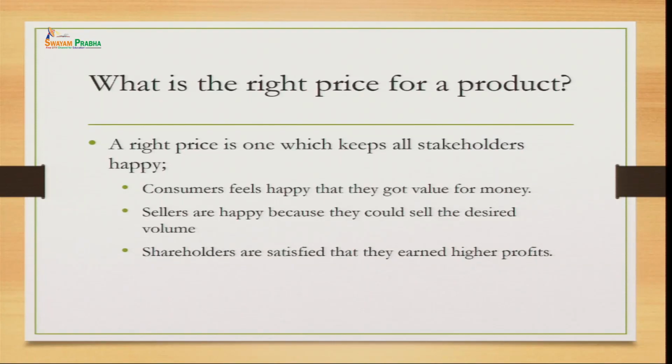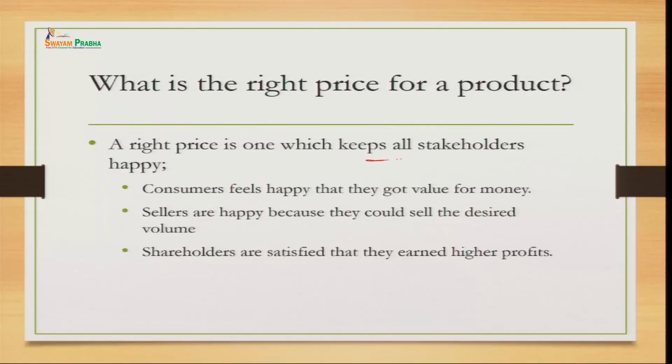Moving ahead, let us look at the question: what should be the right price for a product? Since we are going to talk about price in detail, how are we going to identify what will be the right price for a product? How are we going to choose that correct price for a commodity? Here the answer to this question is, if we are able to satisfy all our stakeholders, then that price should be considered a right price. So, a right price is one which keeps all your stakeholders happy.